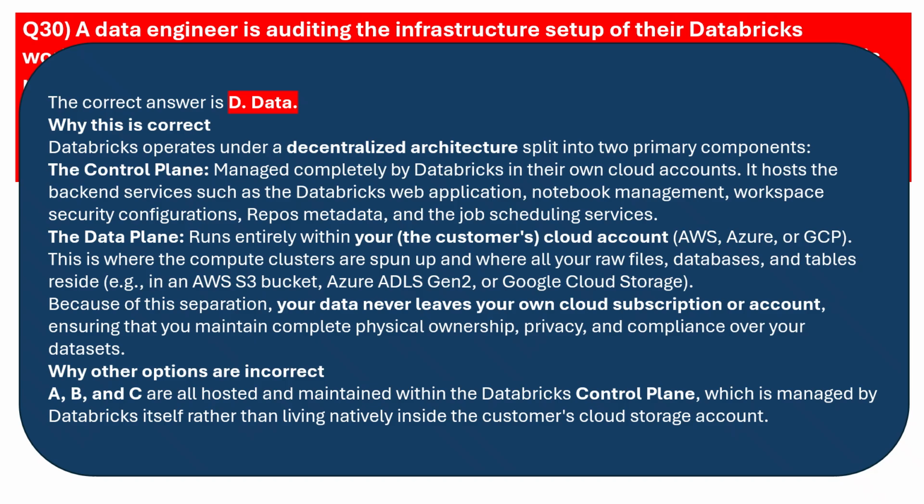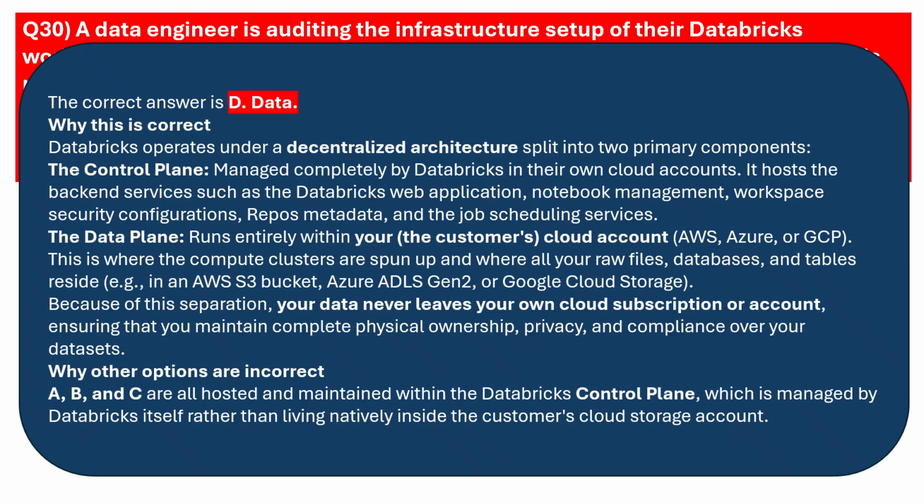Databricks operates under a decentralized architecture split into two primary components. The control plane, managed completely by Databricks in their own cloud accounts. It hosts the back-end services, such as the Databricks web application, notebook management, workspace security configurations, repos metadata, and the job scheduling services. The data plane runs entirely within the customer's cloud account, AWS, Azure, or GCP.